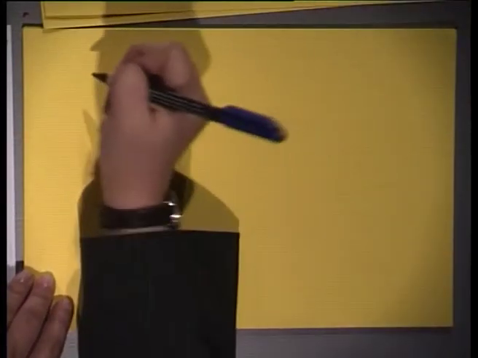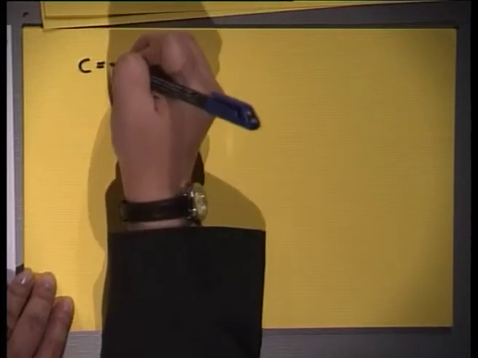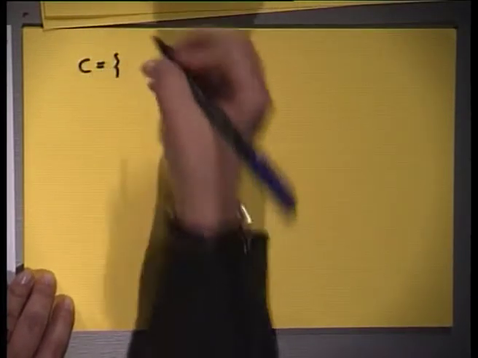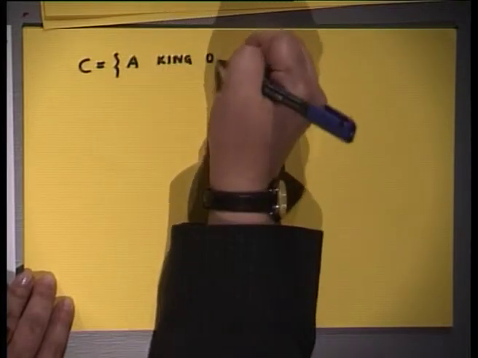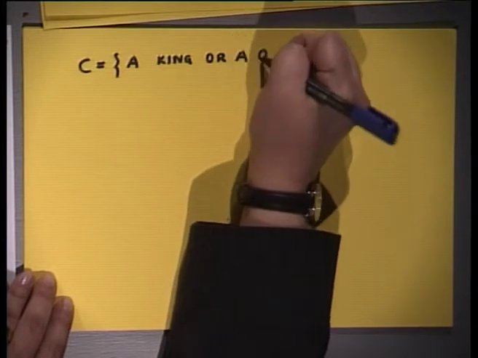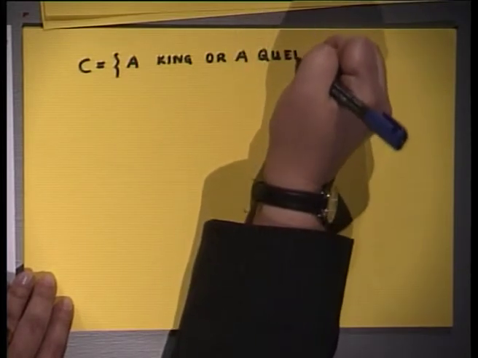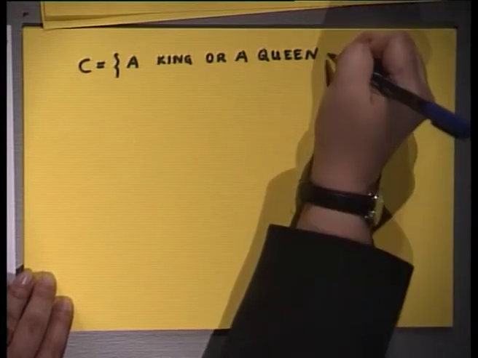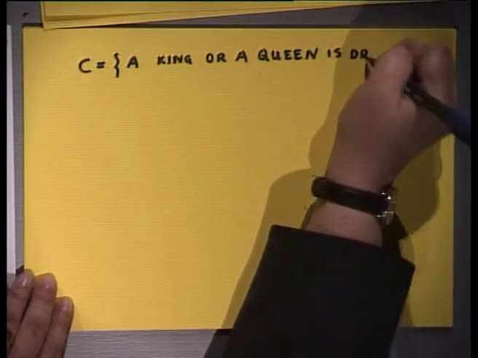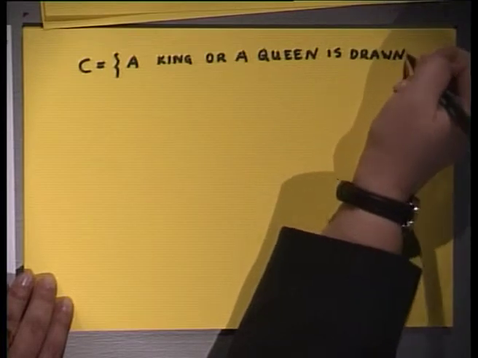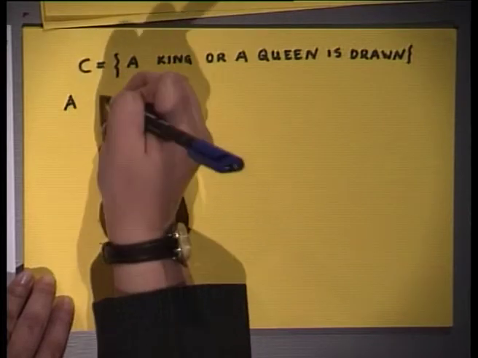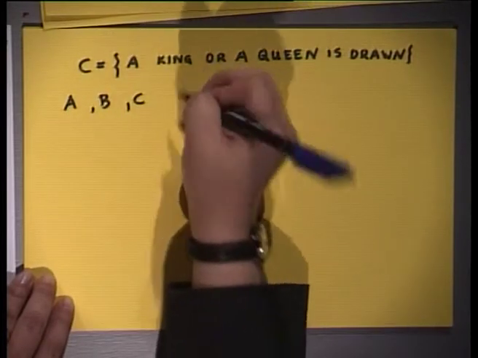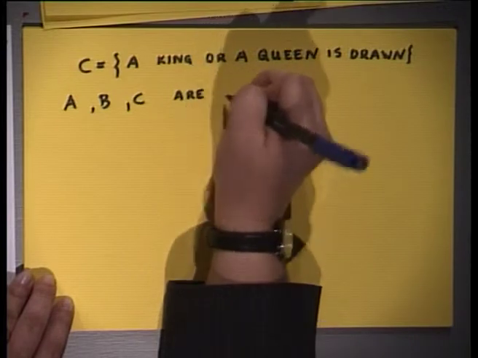Now we are going to add another event, the event C, a king or a queen is drawn, and we want to see if events A, B, and C are independent.